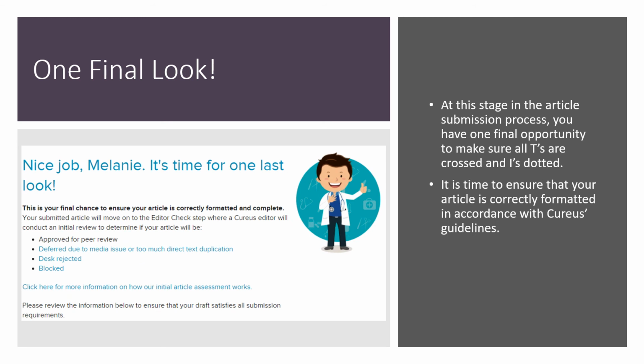Now you have an opportunity to take one final look at your article before you submit it. At this stage in the process, it's really important to review everything that you have submitted so far, so that you can minimize the chance that your article is going to be pushed back to you for changes. And changes can be grammatical. There are a number of areas where your article may be pushed back. So you want to make sure that you have submitted it in the correct format and that your article will be able to be reviewed without getting kicked back to you. So again, this is your final chance to ensure that your article is correctly formatted and complete.